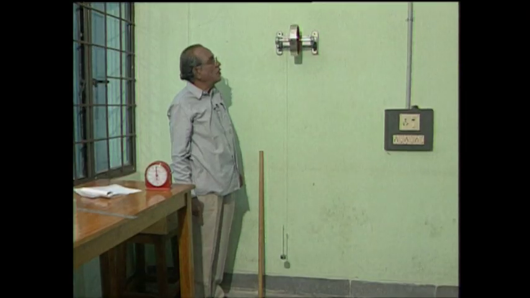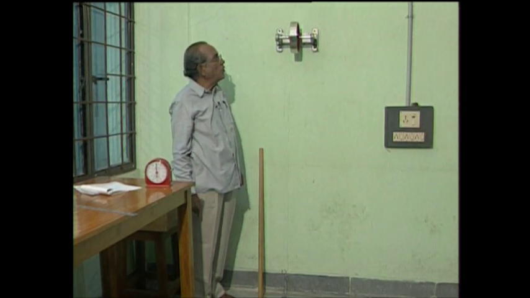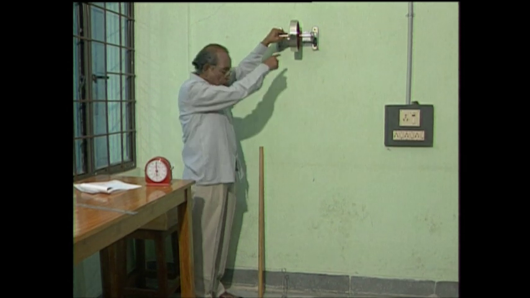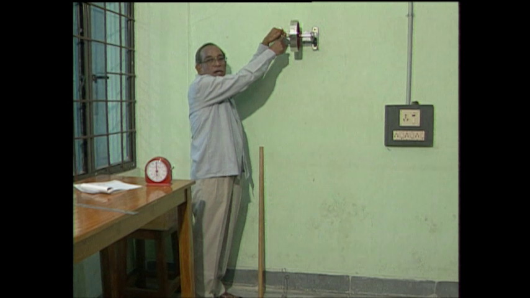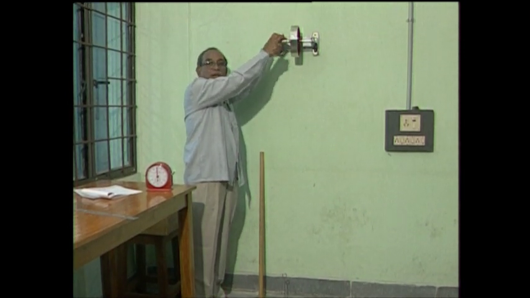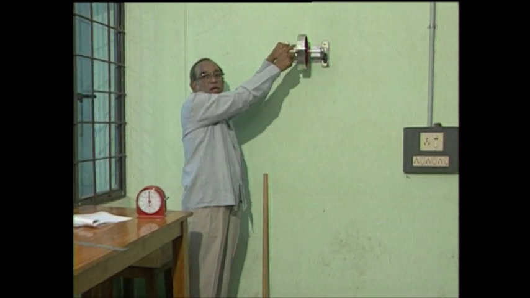1, 2, 3, 4, 5 revolutions. After the body has left the axle, still it is rotating due to some kinetic energy gained due to the loss of the potential energy by this wheel.